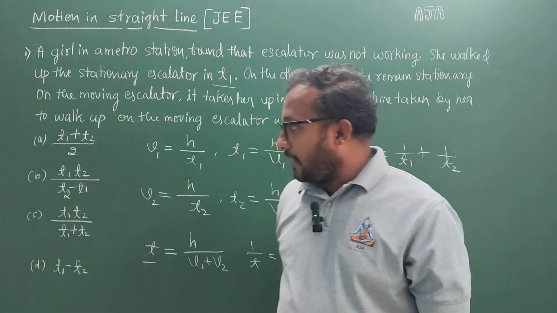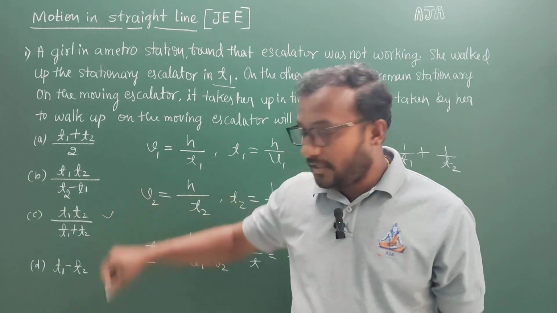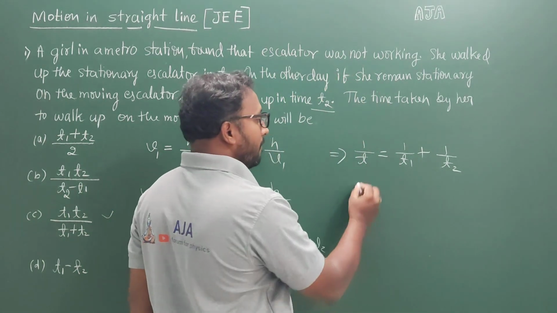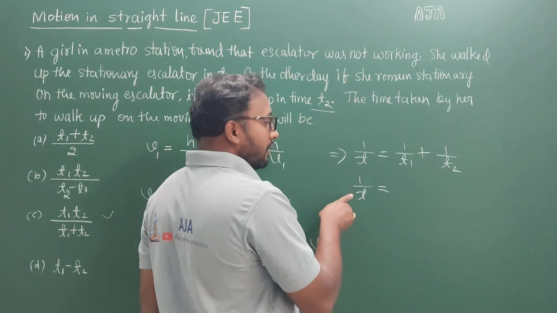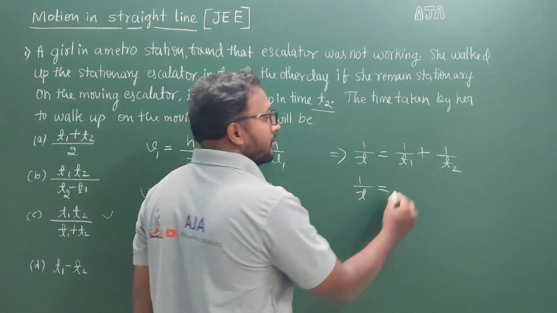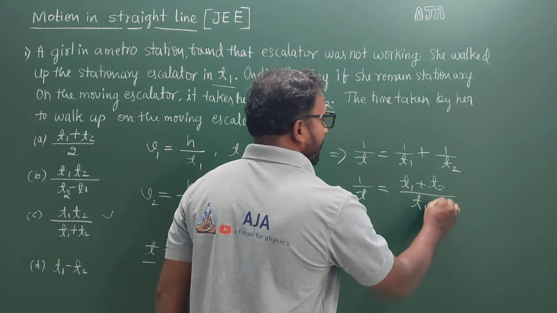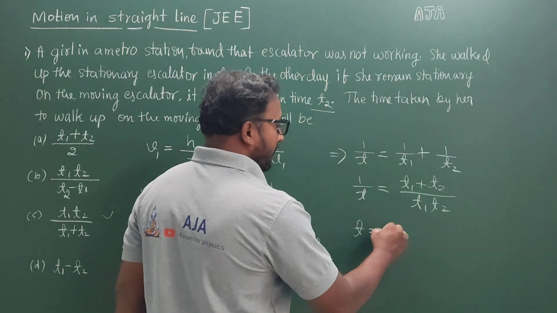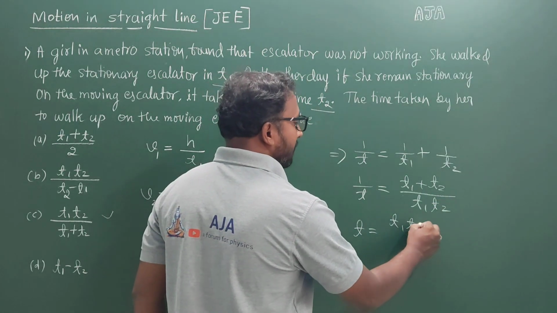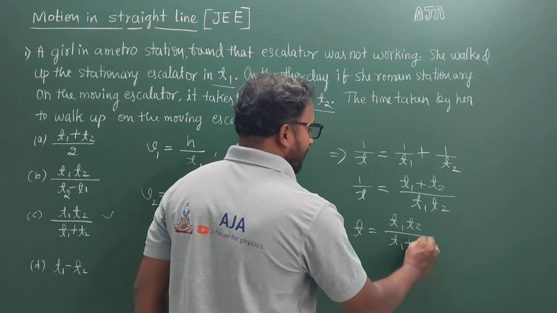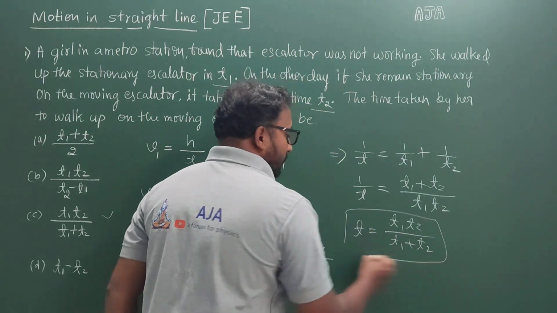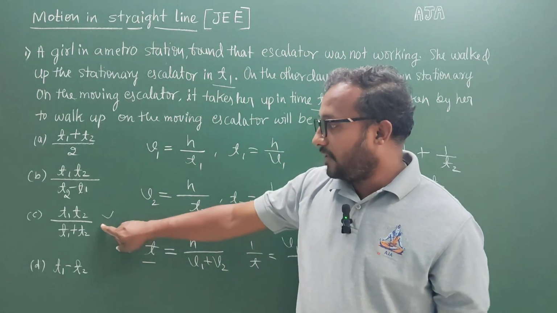So which option is correct? Actually option C is correct. If you solve this equation for t itself, you will get 1 by t is equal to t1 plus t2 divided by t1 t2, or t is equal to t1 t2 divided by t1 plus t2. So option C is correct.